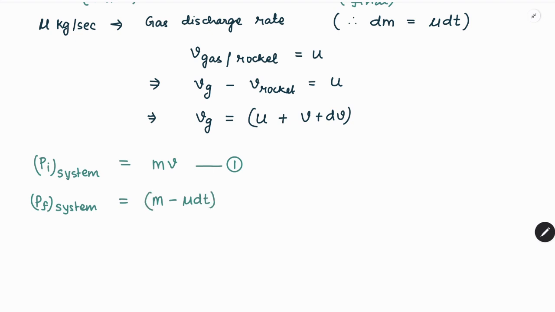So this is the final mass of the rocket and it is moving with a speed v plus dv. So this is the momentum associated with the rocket, and then we have momentum associated with the ejected gases. The ejected gas is of mass dm or mu dt, and the ejected gas is having velocity u plus v plus dv. So this is the final momentum of the system which we have, and we are marking this as equation number 2.